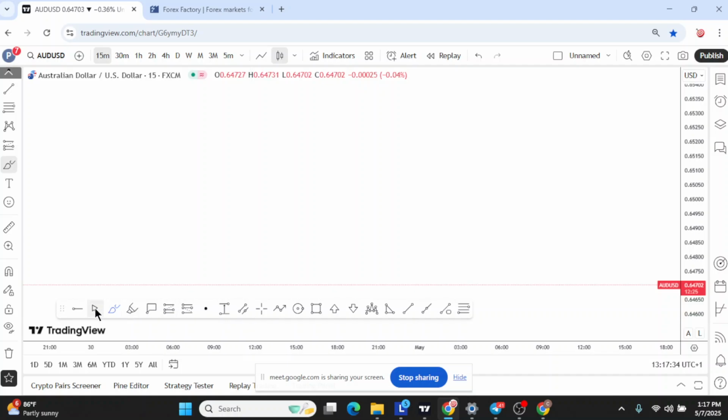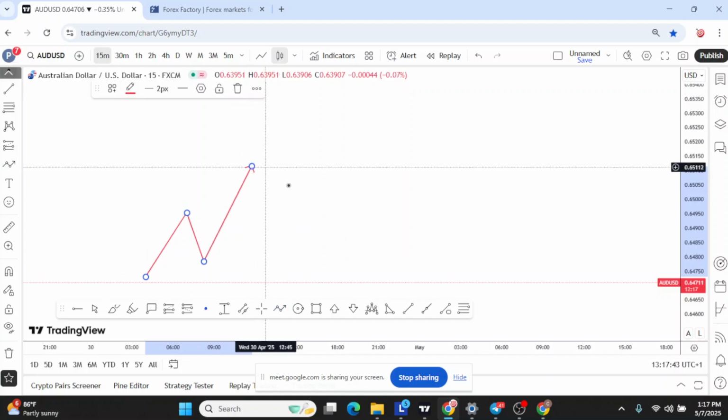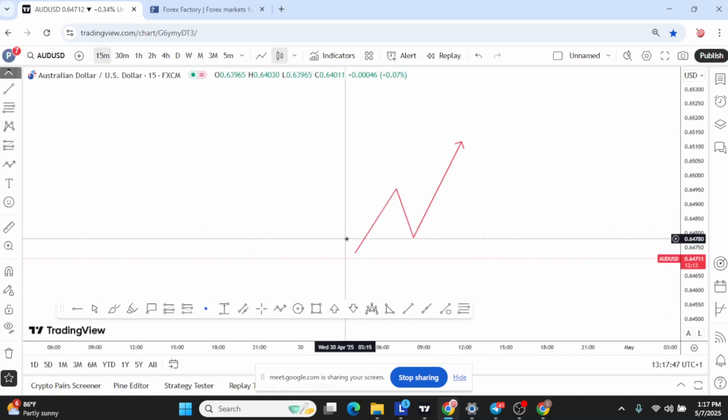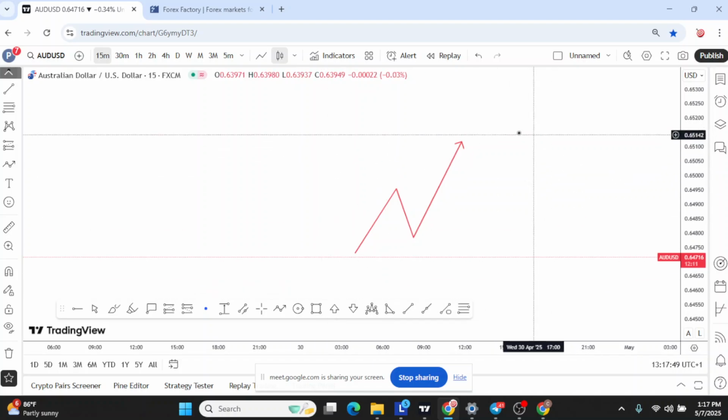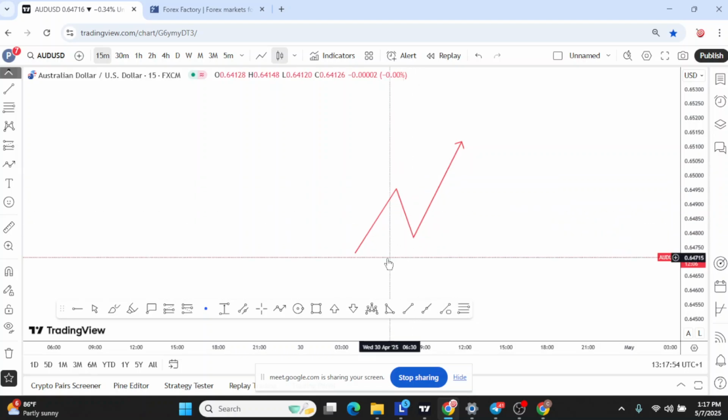So let me bring this to, we have this higher low, higher high. So if you should have something like this, you already know that this is a bullish direction. This is not bearish. This is a bullish direction because price is pushing upward and we have structure in play.